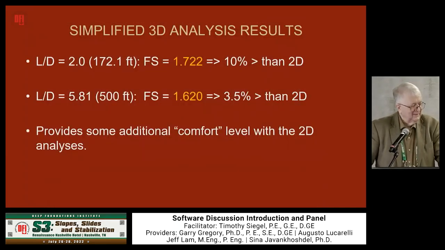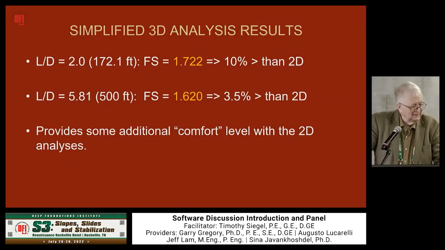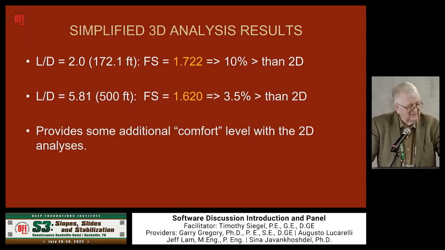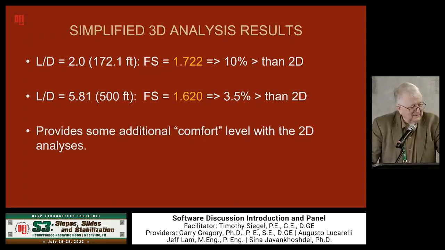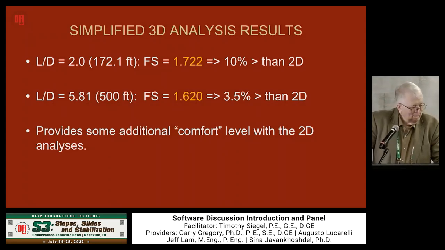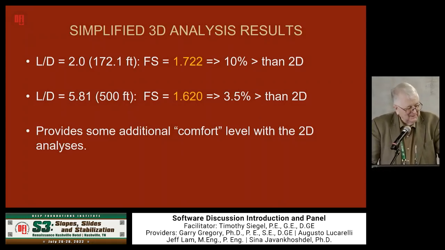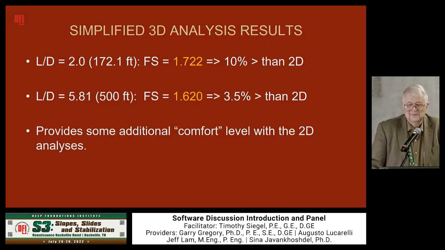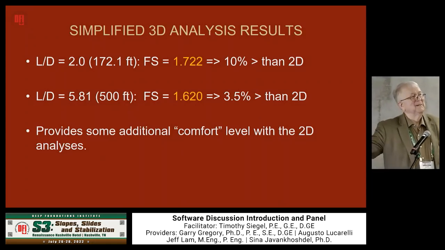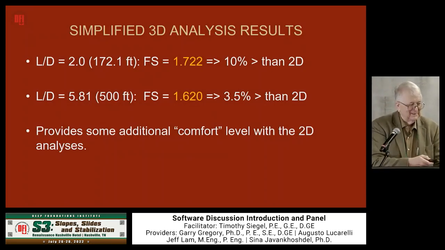So I got factor of safety with L over D of 2, about 172 feet long, of 1.722, which is 10% greater than the 2D analysis. And then with L over D equal 5.8, 500 feet, I get a factor of safety 1.620, which is about 3.5% greater than the 2D. And we don't have time here to talk about it, but there's not a direct correspondence with safety analysis or strength reduction between 2D and 3D. But looking at those values, that gives a significant comfort level with our 2D analysis. In other words, we really got a 3D problem here, and the factors of safety are up there, so it gives some comfort level with the 2D analysis.